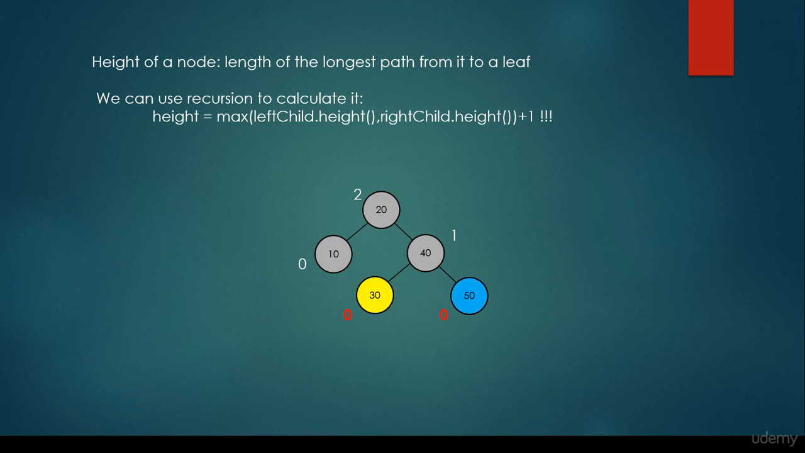So for example, we have the vertex 40. It has a left child, 30, and a right child, 50. Both of them have height parameter 0. So, we have to decide what's greater, 0 or 0. It's going to be 0, and we have to increment it by 1, and that's going to be the height parameter for the parent. So that's why the vertex 40 is going to have the height parameter 1.